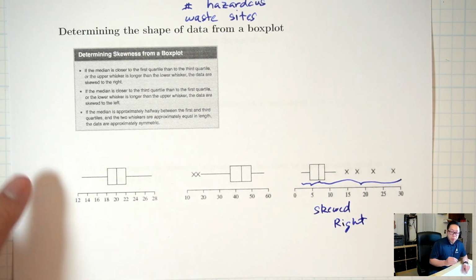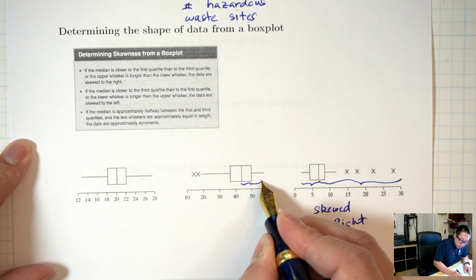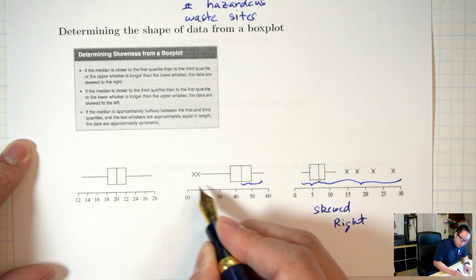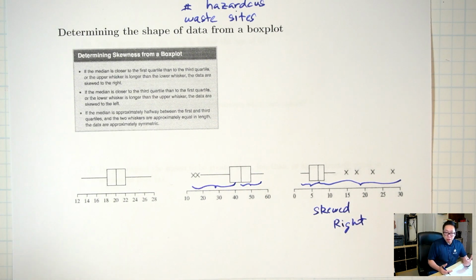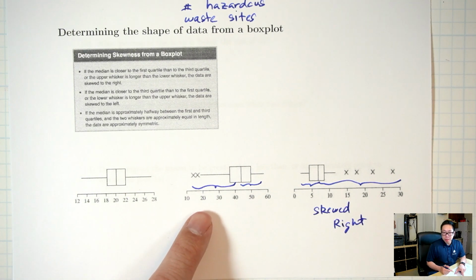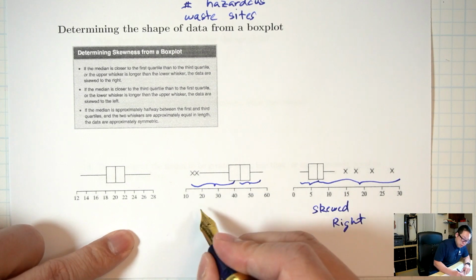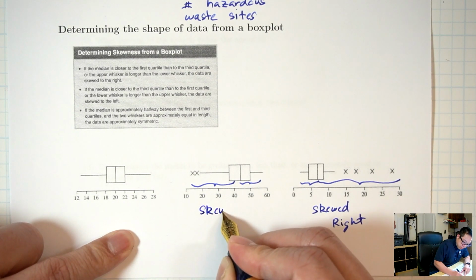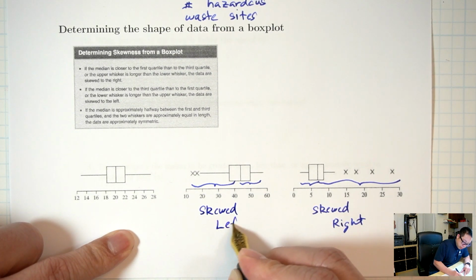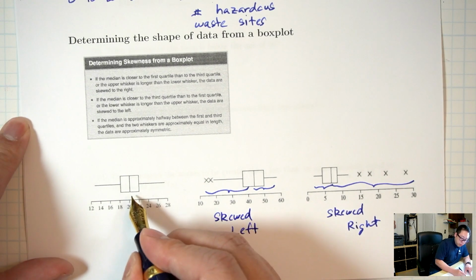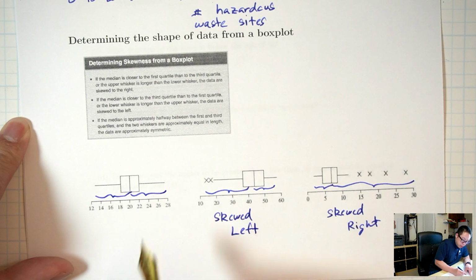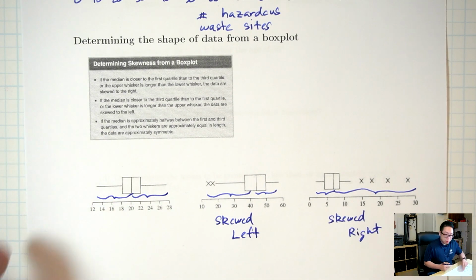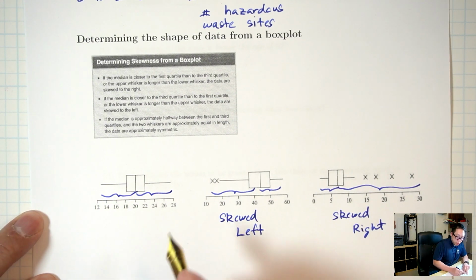Okay, middle of the box all the way to the right, middle of the box all the way to the left. Okay, whichever side is longer, that's the direction of the skew. So this one, obviously, left side is longer, so this is skewed left. This picture, middle all the way to the right, middle all the way to the left. This one's about the same on both sides, so this one would be symmetric.